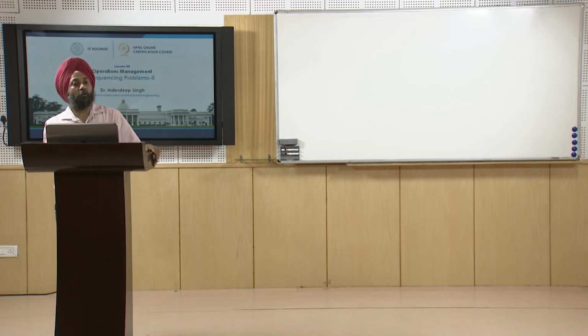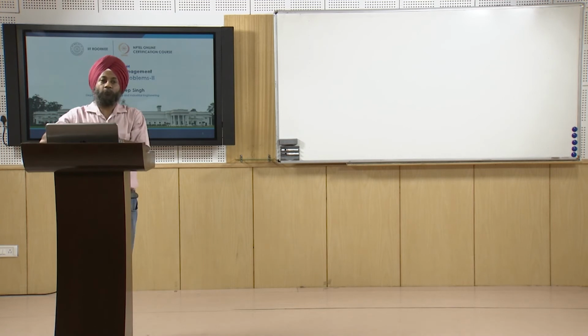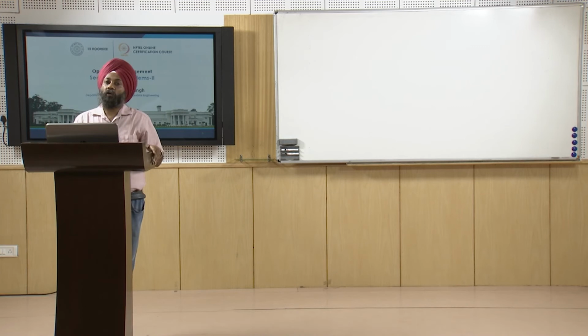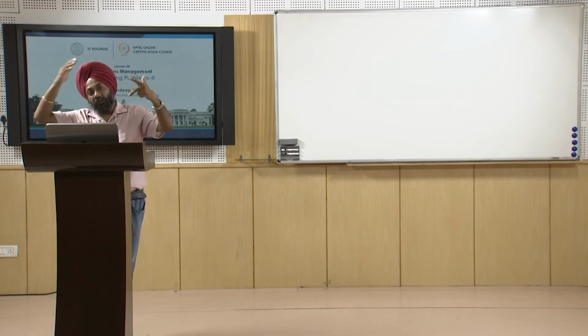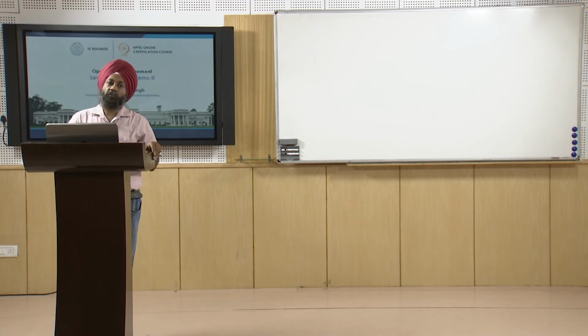Now the second tie breaking rule is that if both the equal smallest times are for machine 1. Suppose in the first column only, which is representing machine 1, we have the same value, that is 3 hours and 3 hours, 2 jobs each requiring 3 hours on machine 1. How to break this tie? We will look for the corresponding values, or the time required for these 2 jobs, on the right hand side, that is on the machine 2 table or in column 2. Select the job with lower processing time for machine 2 and place it first in the sequence.